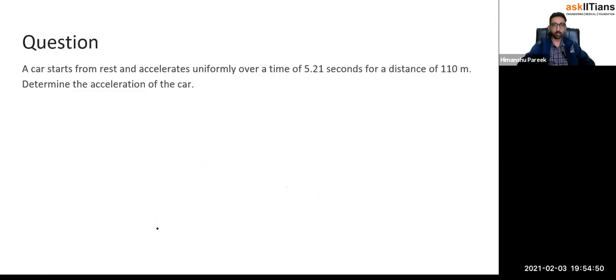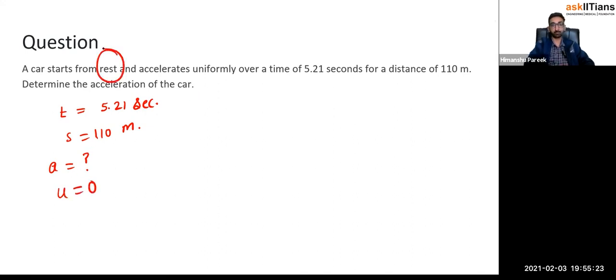Let us try this question. A car starts from rest and accelerates uniformly over a time of 5.21 seconds for a distance of 110 meters. So total time is given to us as 5.21 seconds. Total displacement is given as 110 meters. We have to calculate the acceleration of the car. Think about it. What to use? Yeah, initial velocity is also given as 0. It starts from rest.